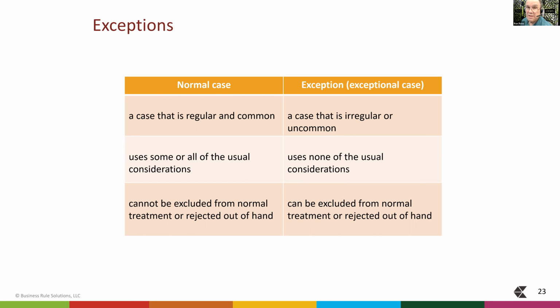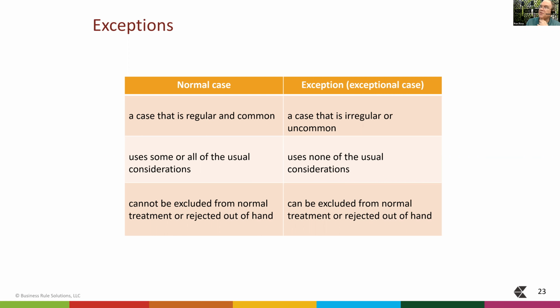So let me look a little closer at what I mean by normal versus exceptional. A normal case is one that is regular and common in that it uses all or most of the usual considerations, the criteria for reaching an outcome. And you cannot exclude it from normal treatment. You can't reject it out of hand because of some overriding condition, some overriding rule, we might say. So Joe Bob's is not an exception, because an exception is a case that's irregular or uncommon. It uses none of the usual considerations, and it can be excluded from normal treatment, or it can be just rejected out of hand because of some overriding criteria that we have. So that's how we differentiate between normal and exceptional.